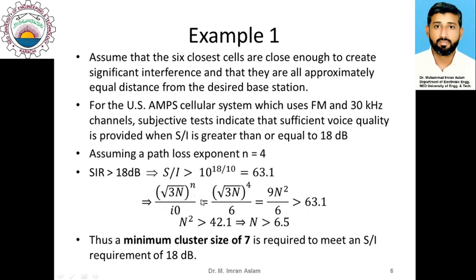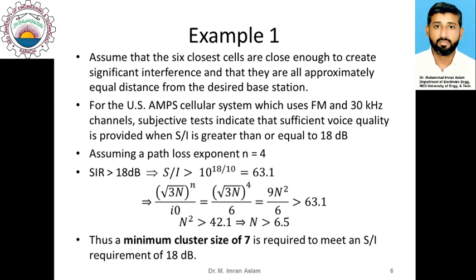under root 3N raised to the power n upon I0. And as small n, the path loss index, is assumed to be 4, we can write this expression to be 9N square upon 6, where I0 is equal to 6. Therefore, N square comes out to be 42, and we should have N greater than 6.5. So having N greater than 6.5 means that the minimum cluster size that we should use is 7.